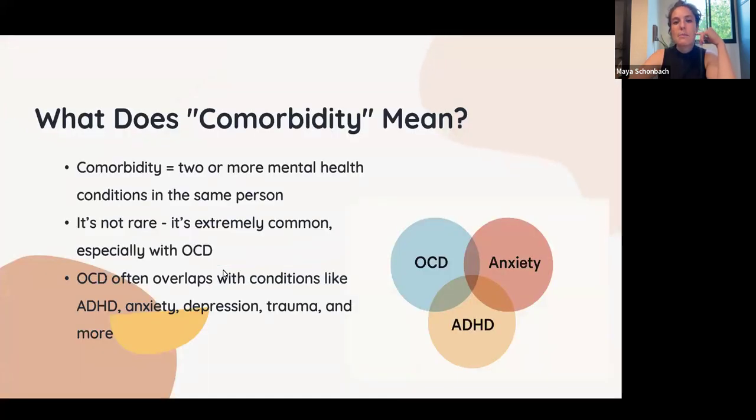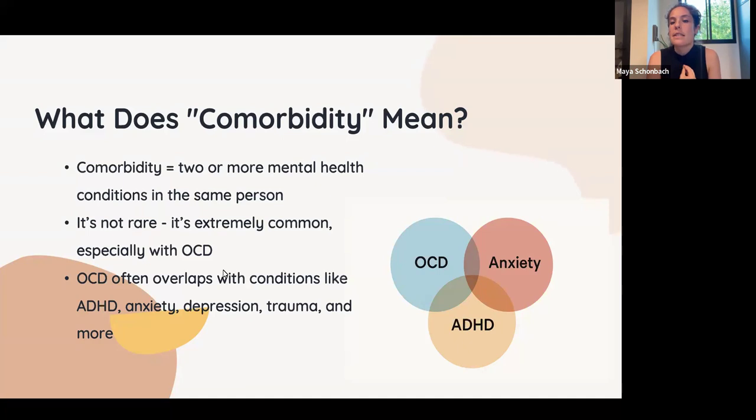So let's start with a simple definition. Comorbidity means experiencing two or more mental health conditions at the same time. And so that might sound rare or uncommon, but it's actually very common, might even be the norm, the majority even, especially for people with OCD, because research shows that the majority of people with OCD have at least one other diagnosis, often anxiety or depression, but many others, and we'll get into these today.